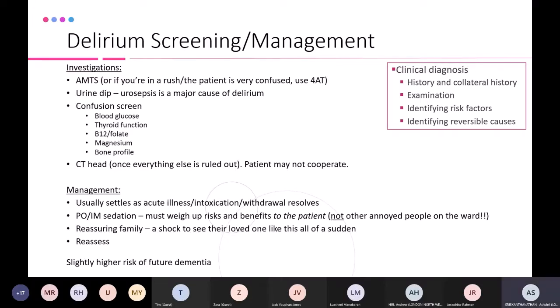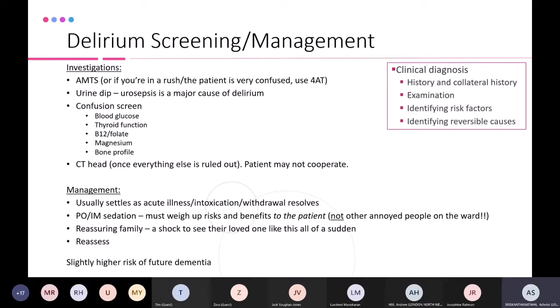And management usually settles when you treat the cause, so treating whatever illness they may have, fixing any intoxication or withdrawals, reassuring the family as well, and trying to get familiar faces around them to reorientate them. So it usually helps to have familiar family members around the patient, just to help them reorientate themselves as well. You can sedate them.